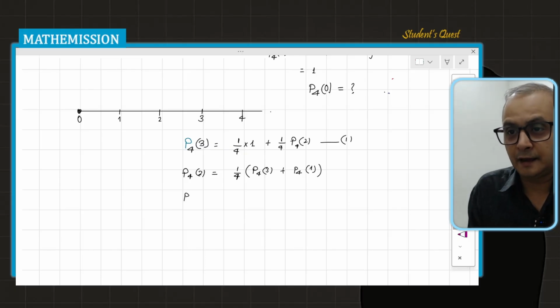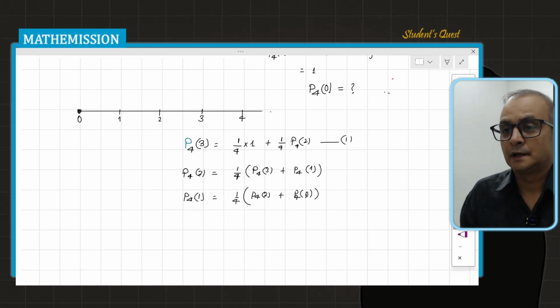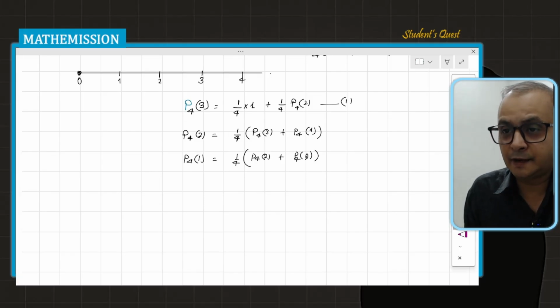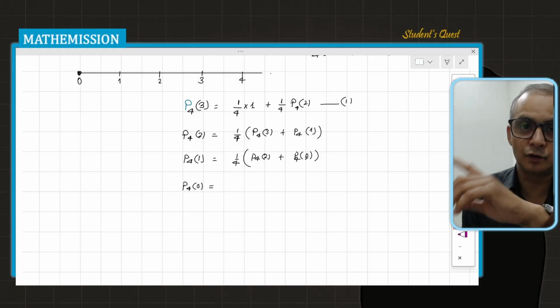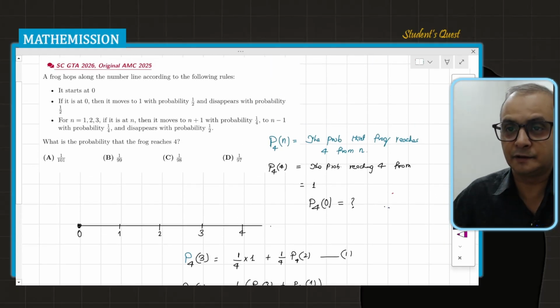Now we are going to the position number 1. So P41 is going to be 1 by 4, P42 and P40. Now from that we can go down to P40. So from P40 it cannot go back, because in this question they have given that it starts at 0 and it moves to 1 with probability 1 by 2 and disappears with probability 1 by 2.